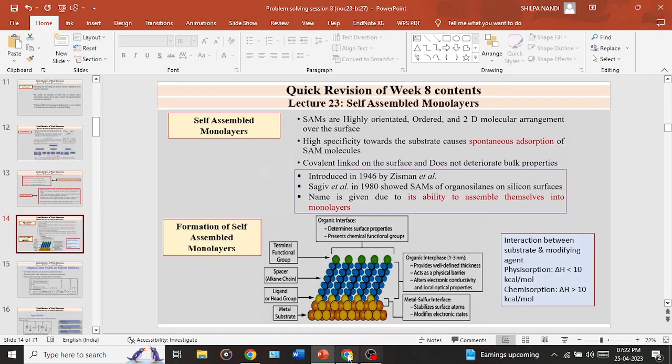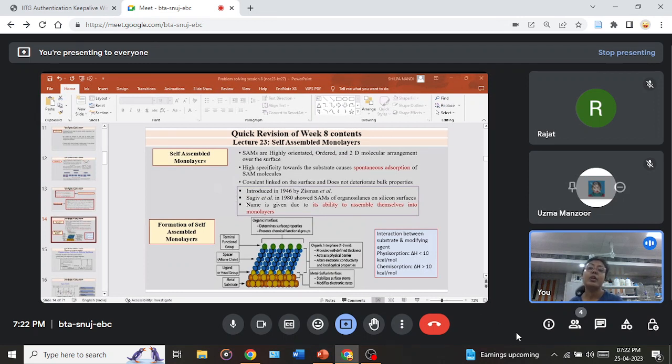Next was lecture number 23, that is self-assembled monolayers. In this lecture we discussed what these self-assembled monolayers are and how they are formed. Self-assembled monolayers are highly oriented, ordered, 2D molecular arrangements over a surface. These SAMs have high specificity towards a particular substrate that causes spontaneous adsorption of the SAM molecules. They are covalently linked on the surface and do not deteriorate the bulk properties. This is a very big characteristic of SAMs, for which they are very much used.